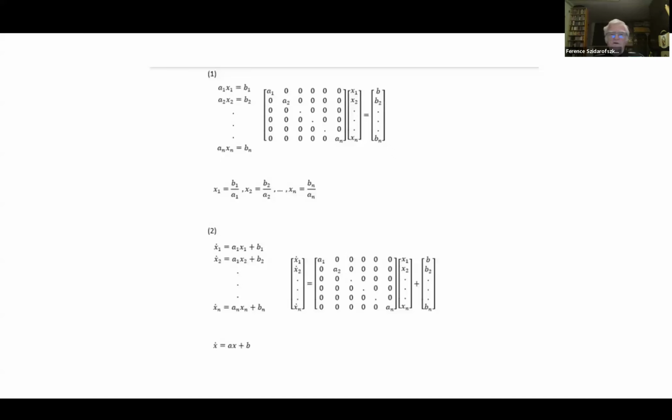First, 0 is a natural number. Fine. Every natural number has a next one. You have n, you have n plus 1. And some others, very, very trivial stuff.